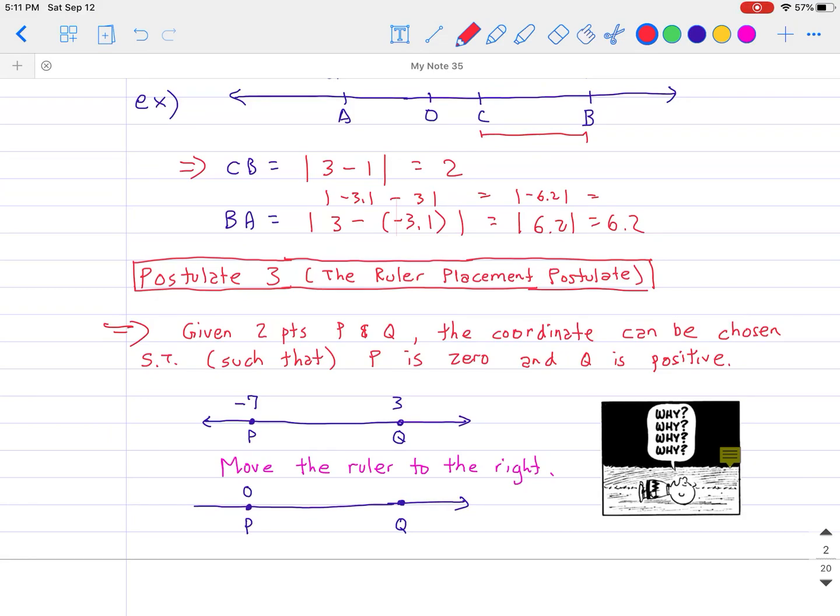This one says, given that you have 2 points P and Q, the coordinates can be chosen such that P is 0 and Q is positive. Seems very trivial for the most part, but here's what it says.